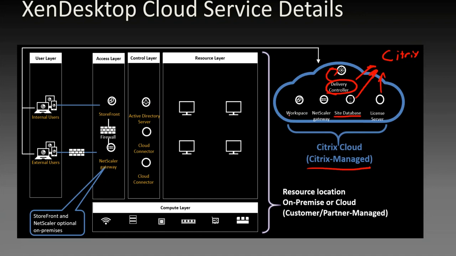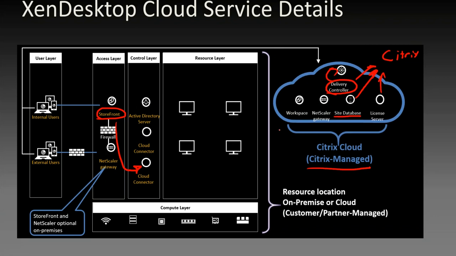Now, optionally, when you're looking at the cloud deployment, you can have an on-prem storefront server. You can still have that. You would point your storefront server to the Cloud Connector rather than the delivery controller. You can also have an on-prem NetScaler gateway. Leaving these on-prem gives you a few advantages in the way of configuration. Some of the configuration options that you have control of with an on-prem version are no longer available when you're dealing with the cloud-based version.